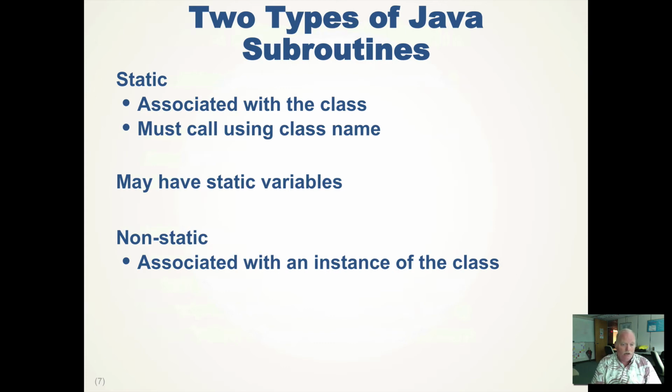Non-static methods are associated with an instance of the class, and don't worry about what an instance of the class is. We'll talk about that next chapter. But basically this chapter we're going to focus on the static methods that are associated with the class, very much like the public static void main.